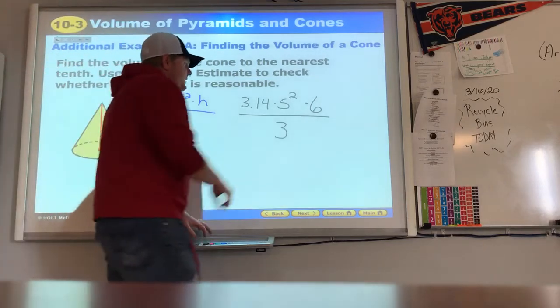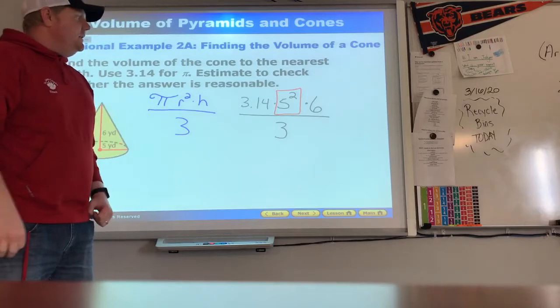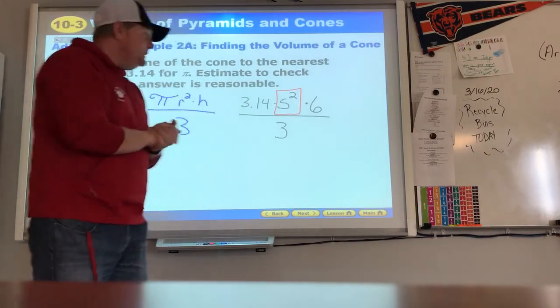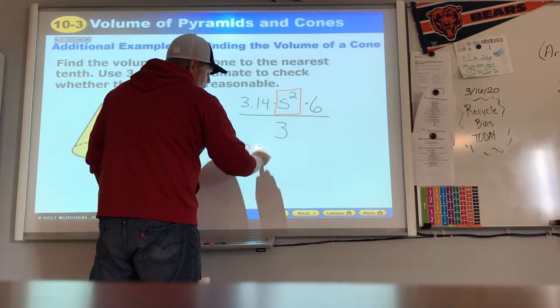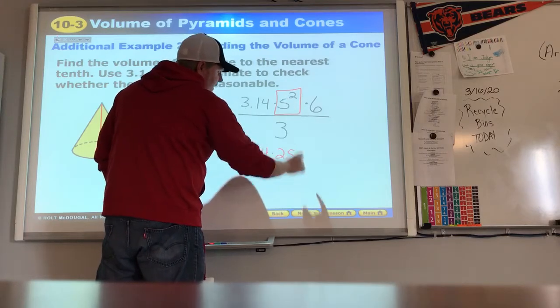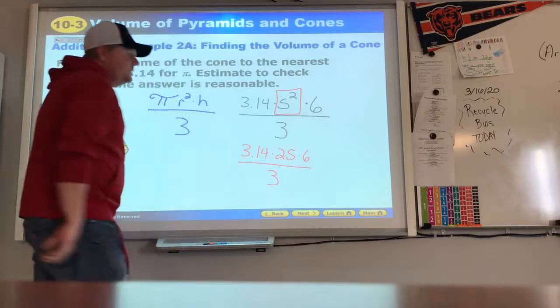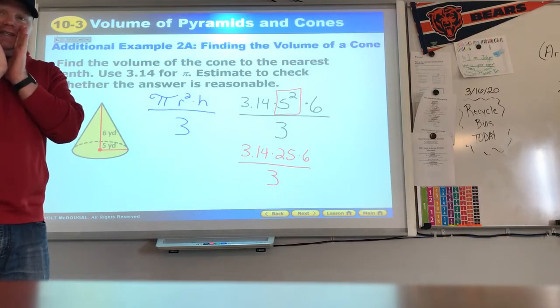Remember, PEMDAS says 5 squared's got to be done first. That means 5 times 5. Please remember that. So it would end up looking like 3.14 times 25, because we squared that, times 6 equals, divided by 3. Some of you may be asking, can I reduce before I multiply? Yes, that is fine.